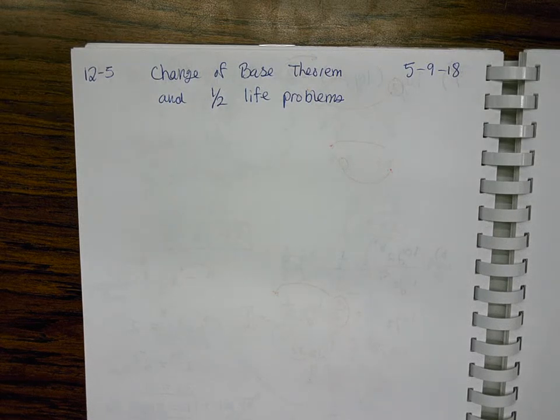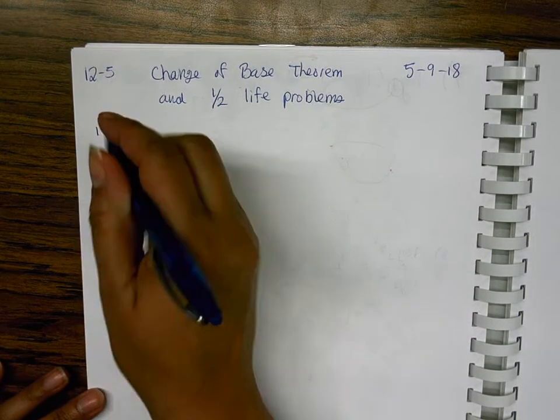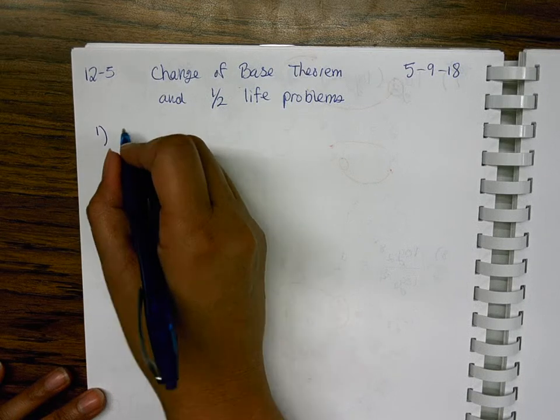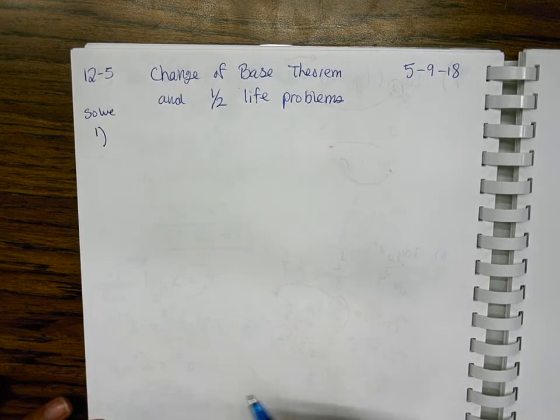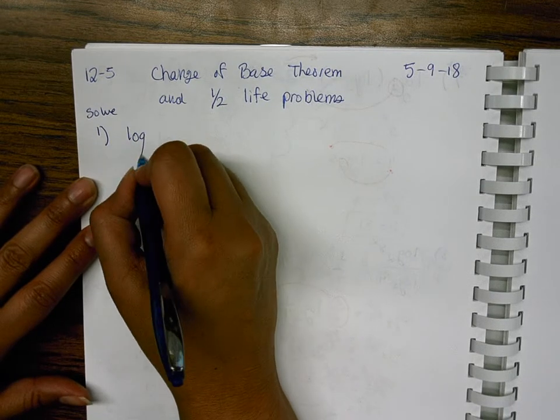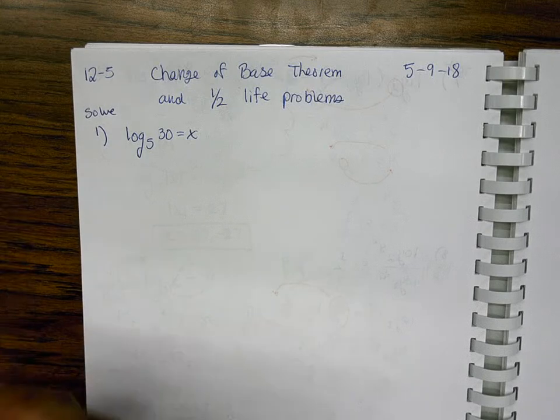Okay, today we are learning how to work with problems. I told you guys earlier we will have problems where you can't get them to the same base. What do you do? That's what we're going to learn today. All right. Change of base theorem. Number one, I'm going to write solve. Number one, log base 5 of 30 equals x.